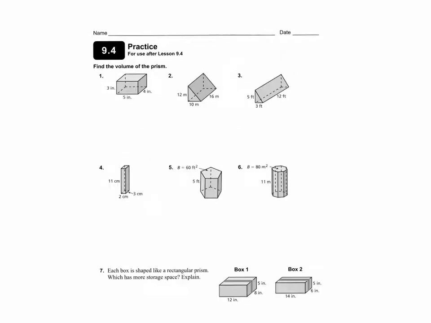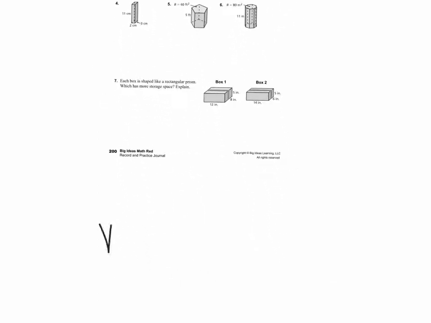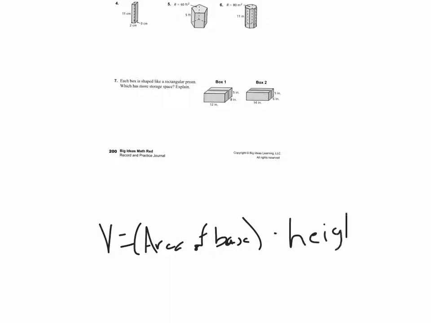Alright, so this video is going to be 9.4, volume of a prism, and we are going to learn about the volume of a prism. Alright, so now talking about volume. The volume of a prism, rectangular, triangle, whatever it is, is the area of the base, and then you multiply that by the height. Okay, so area of base times your height.